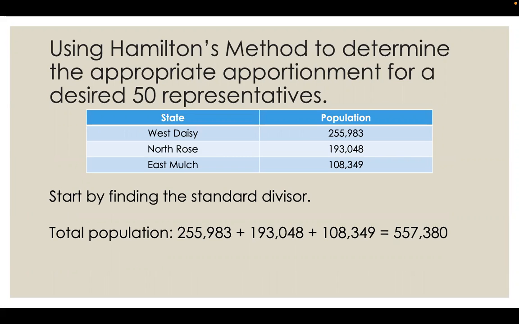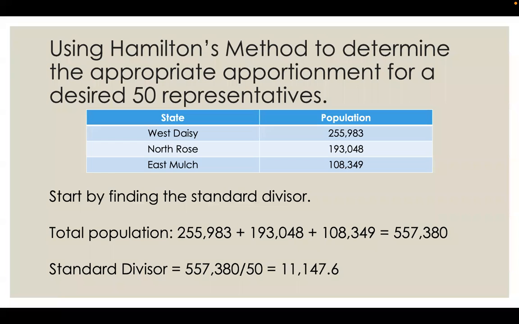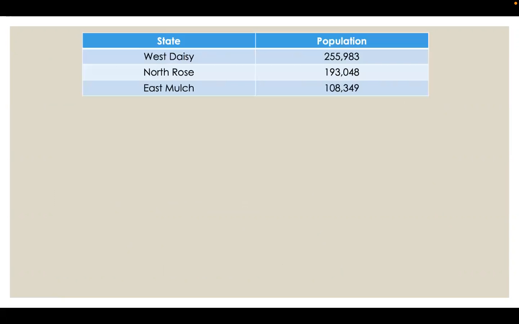So when I add the population, I end up with 557,380. I take that total population, I divide by my desired 50 representatives, and I have a standard divisor of 11,147 and 6/10.